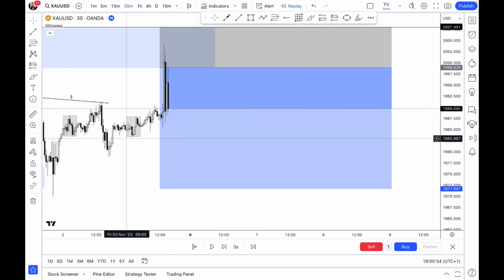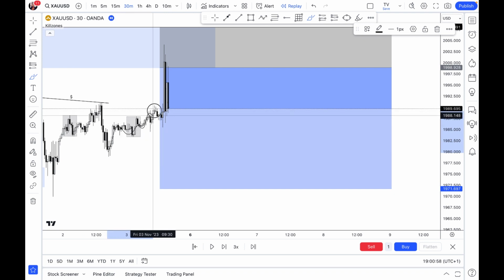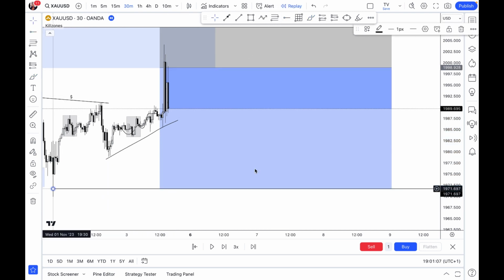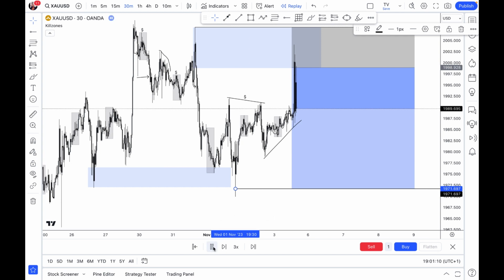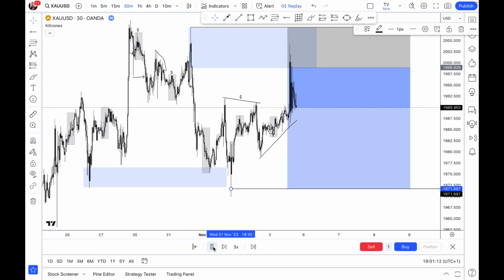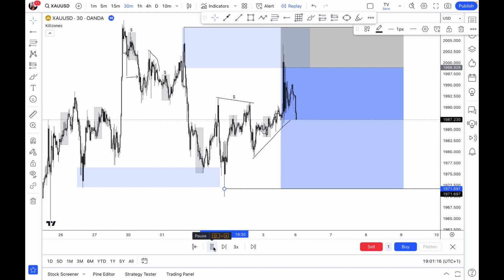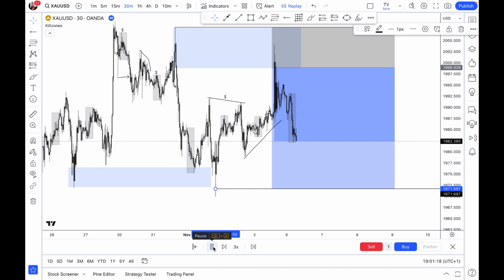Now you can see that when price was pushing all the way up right here, market left this level of liquidity as well. So now this will be my take profit region. Let's see, will market get to my take profit? Market is pushing down now.